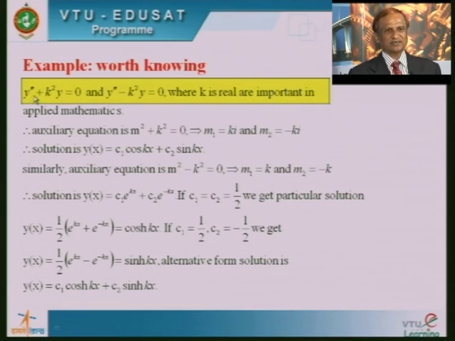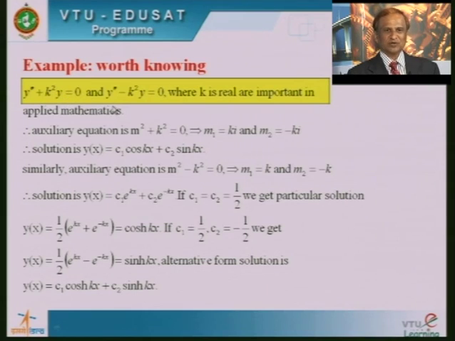So, D square y double prime can be replaced by capital D square plus k square into y is equal to 0, or similarly this equation can be written as D square minus k square into y is equal to 0. Is it clear, right. So, we will get a symbolic form.